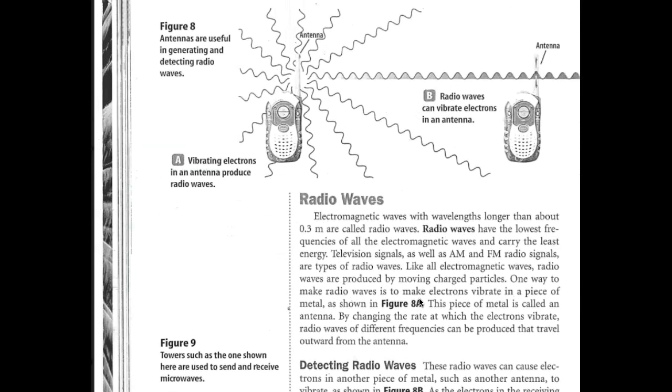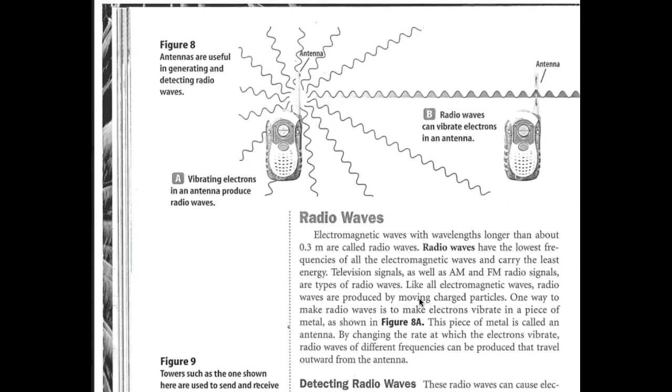Electromagnetic waves with wavelengths longer than about 0.3 miles are called radio waves. Radio waves have the lowest frequencies of all the electromagnetic waves, and they carry the least energy. Television signals, as well as AM/FM radio signals, are types of radio waves. Like all electromagnetic waves, radio waves are produced by moving charged particles.